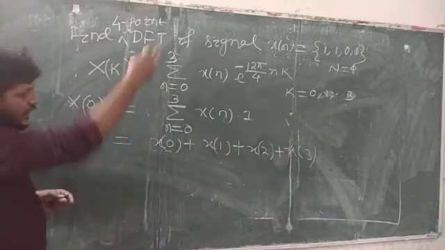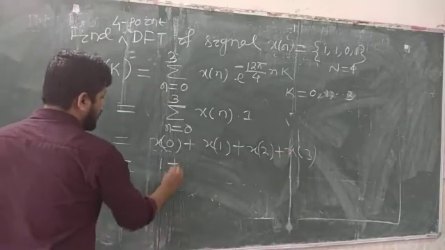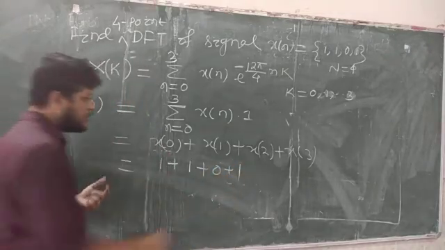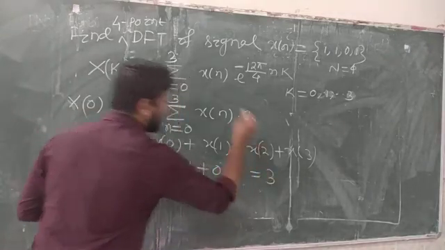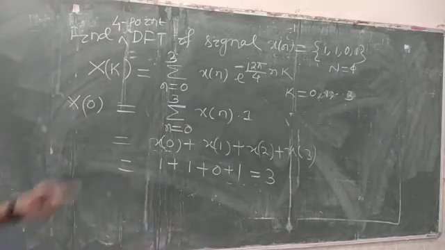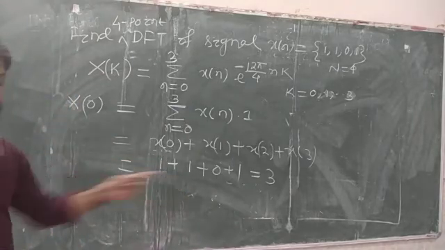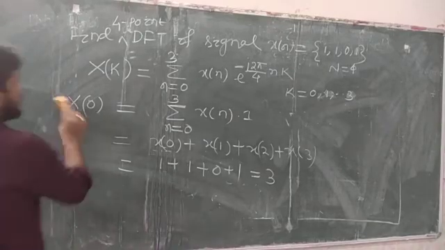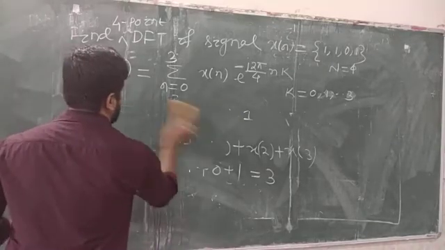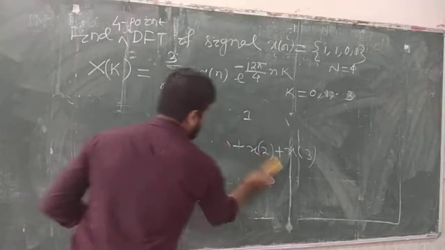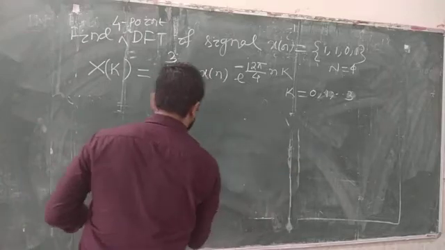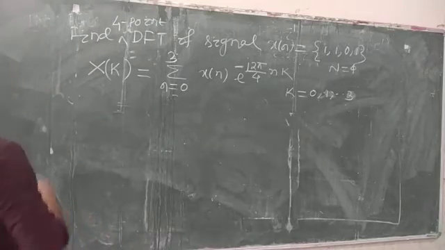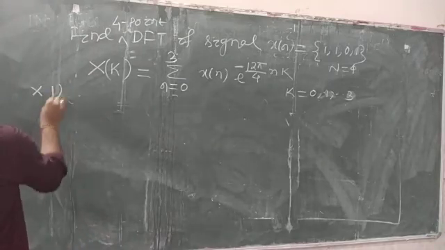So what is given in time domain? We have 1 plus 1 plus 0 plus 1, so this value is 3. So x of 0 value is 3. Then we have to calculate x of 1.